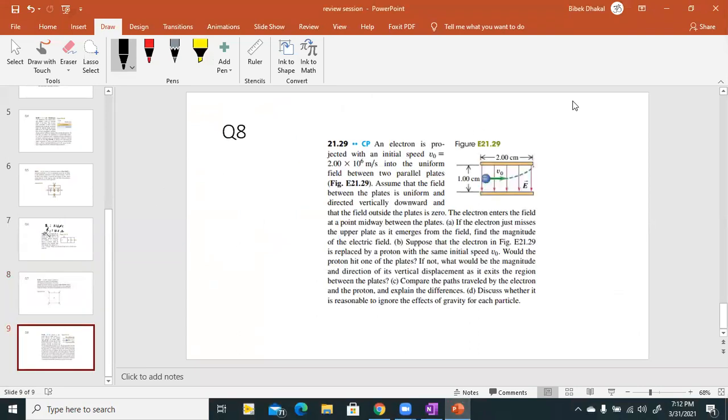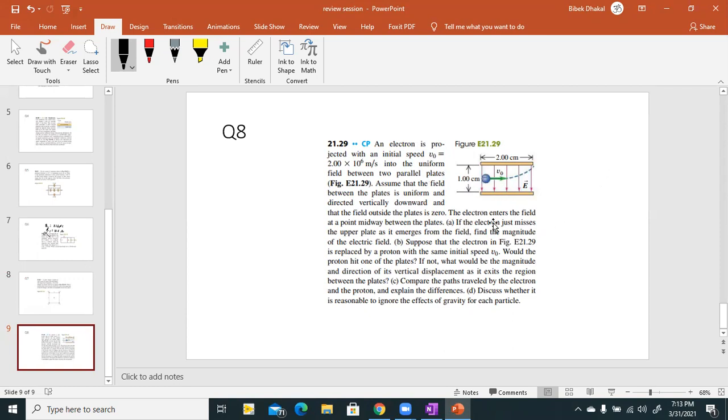So this is problem 8. You have an electron that is projected with an initial velocity of 2 times 10 to the 6 meters per second into a uniform field between these two parallel plates. Assume that the field between the plates is uniform and vertically downward, like the arrows are pointing, and the field outside the plate is 0. So there isn't any electric field outside which is influencing this moving electron.